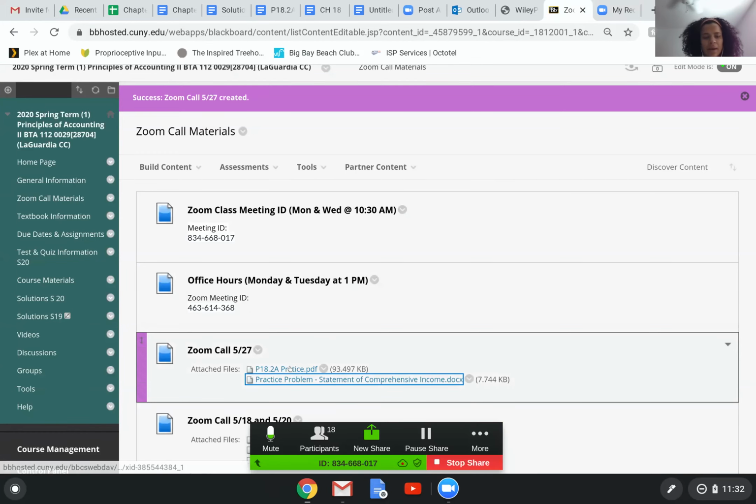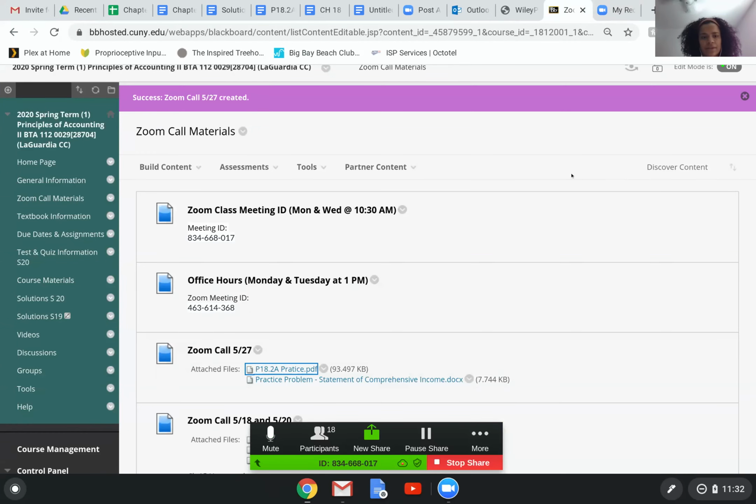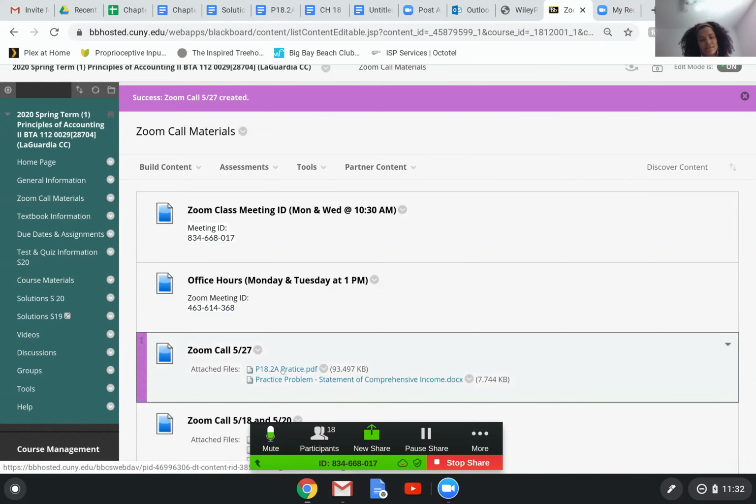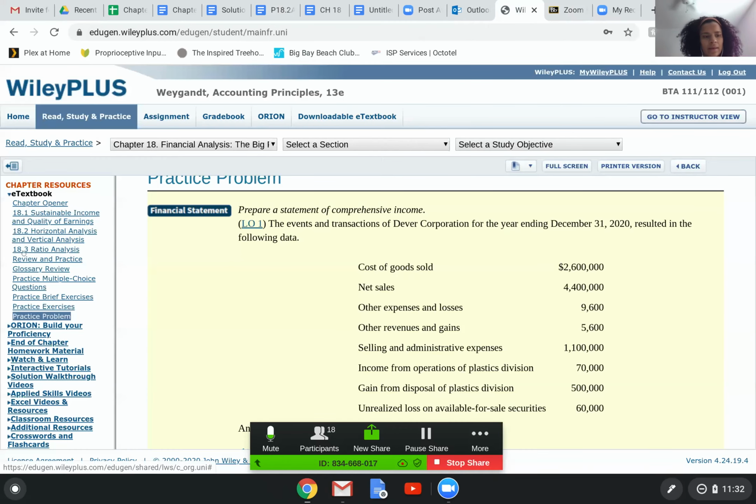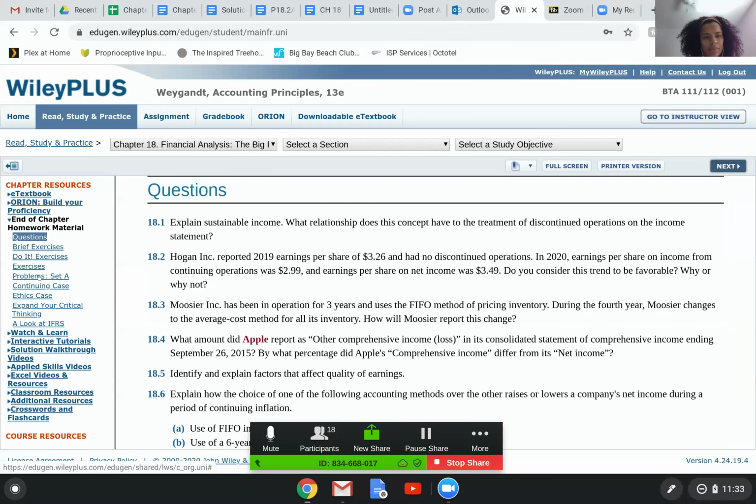So with that in mind, let's change gears. You can either open this in your text or download it from Blackboard, but this is problem 18.2a. I'll go into the problem from here.